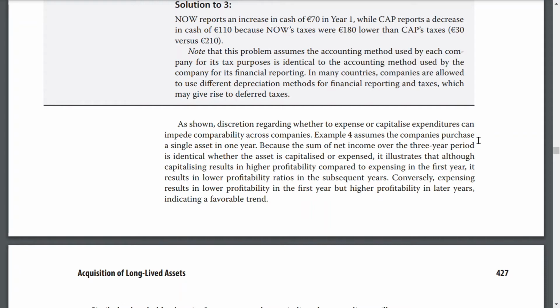It illustrates that although capitalizing results in higher profitability compared to expensing in the first year, it results in lower profitability in the subsequent years. Conversely, expensing results in lower profitability in the first year, but higher profitability in the later years, indicative of favorable trends.